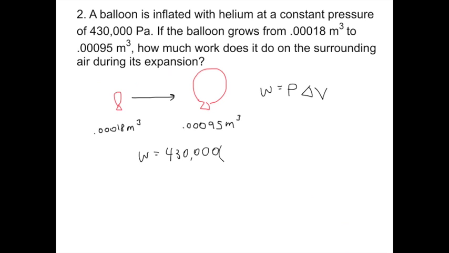So if the final volume is 0.00095 meters cubed, the initial is 0.00018, then we're ready to solve by multiplying these together. So when I do the subtraction and then multiply, I get that the work that the balloon does on the surrounding air is 330 joules.